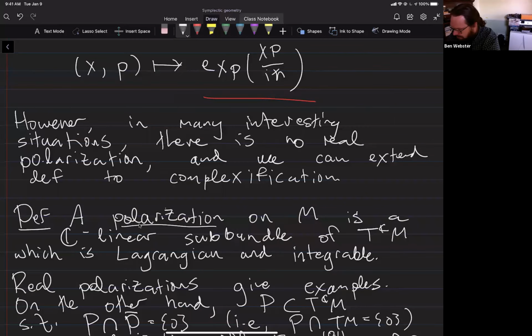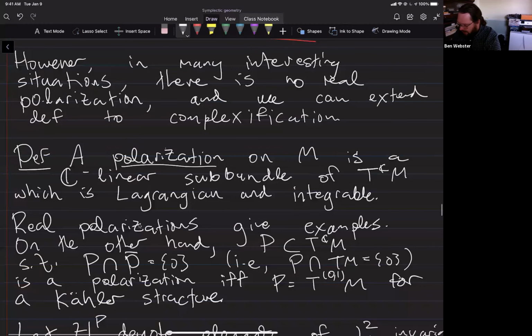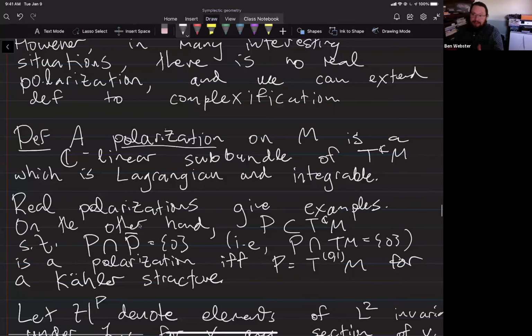So, in many interesting situations, there's just no real polarization. And we can get an interesting result by extending to the complexification. So a polarization on M, I'd said a real polarization before. This is a polarization, a C-linear subbundle of the complexified tangent bundle, which is Lagrangian and integral.